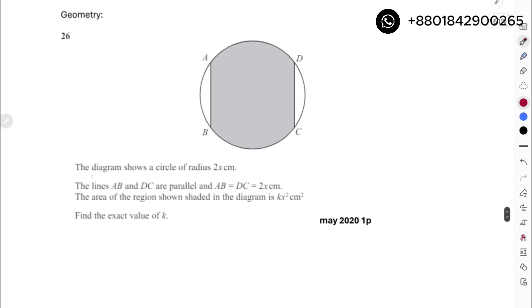This one gives you the idea that the diagram shows a circle of radius 2x. The radius of the circle is 2x, and radius means what? Obviously from the center to the circumference, right? That is your radius. And also the lines AB and DC are parallel, and they also have the length 2x. The area of the region shown shaded is kx square, and you need to find out the value for k.